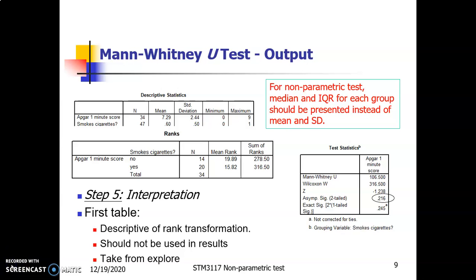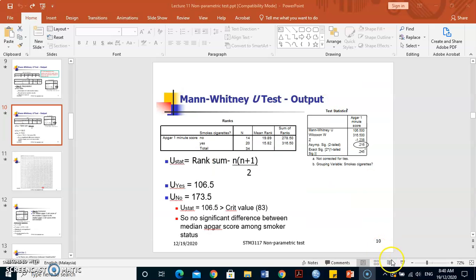So for the output, we will not use the descriptive statistic because this consists of the mean. What we have to do for non-parametric tests, we have to report the median and IQR, inter-quartile range. So we will not use the mean and standard deviation. So you have to run explore and then get the median and IQR for your results. Okay. So now we look at the result.